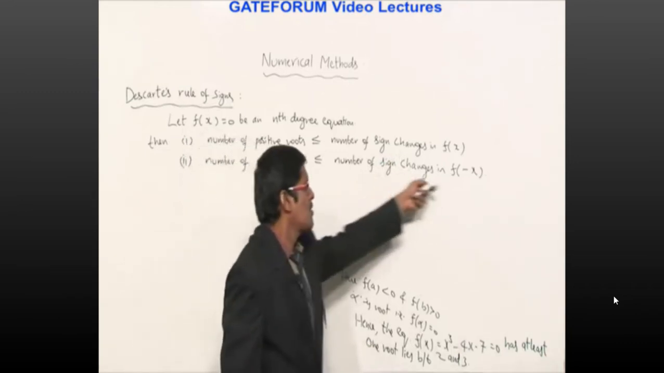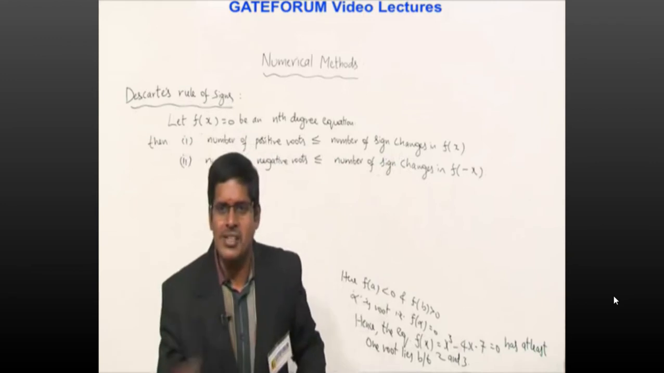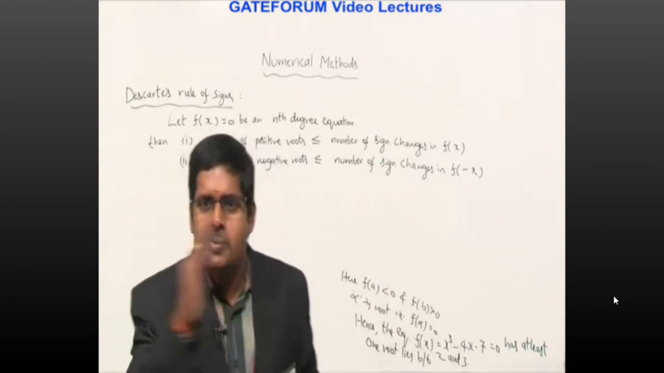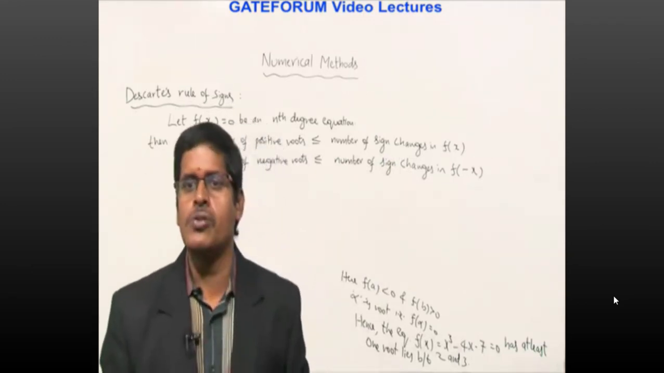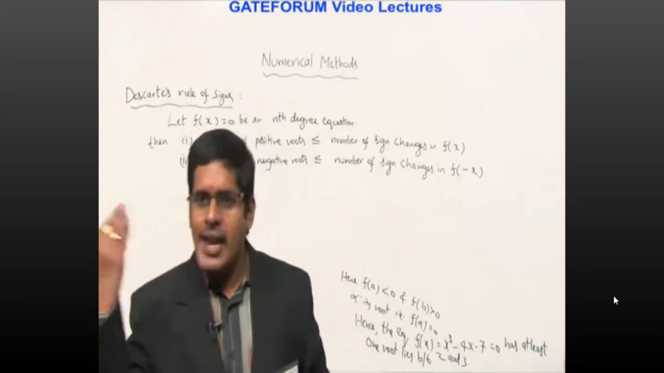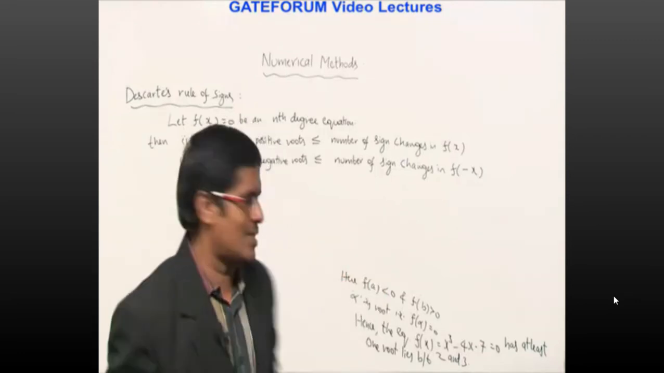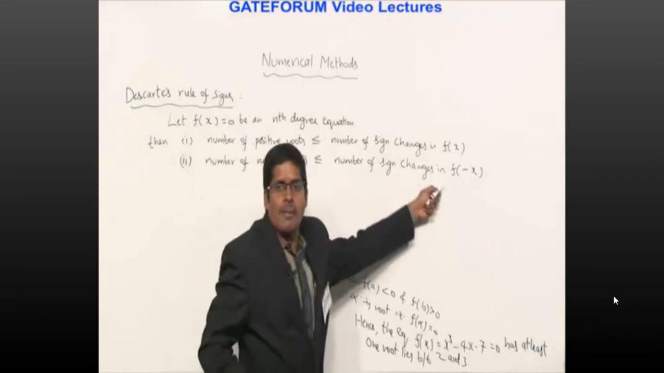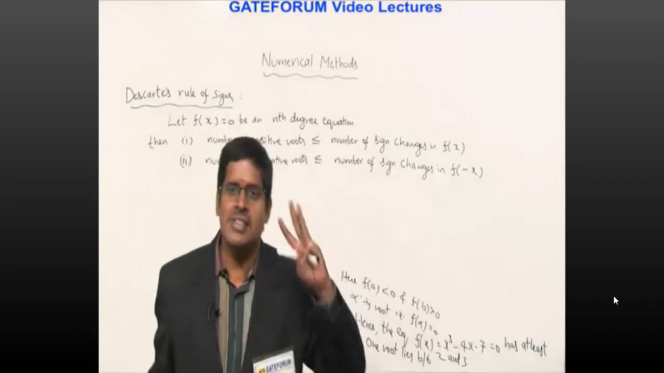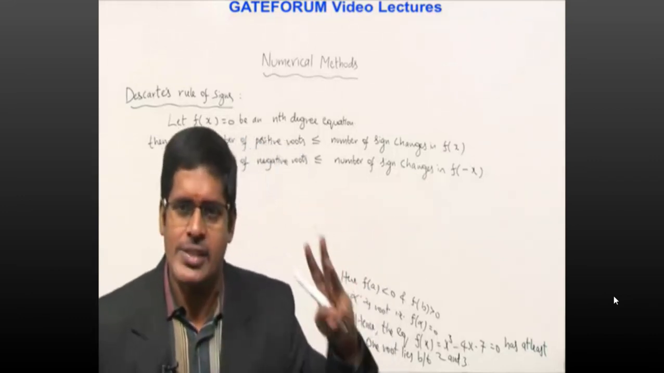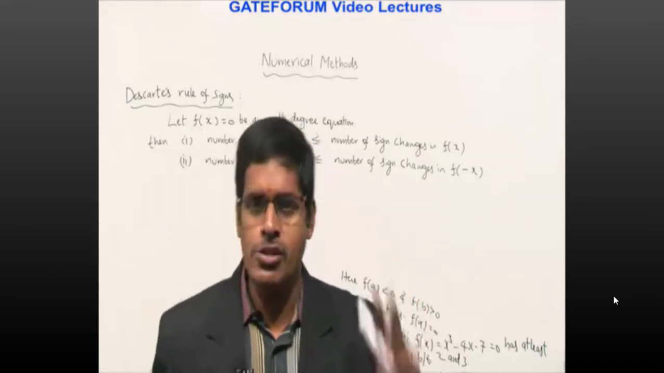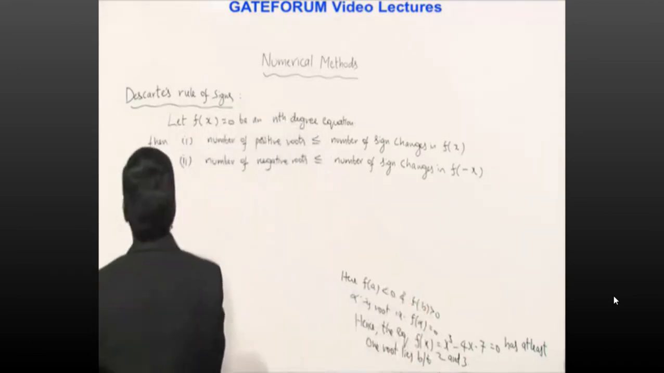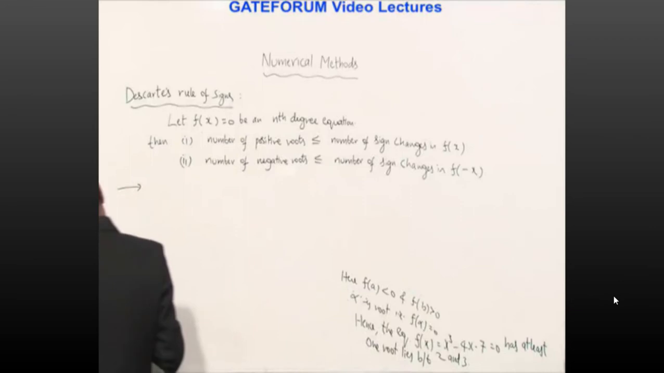Similarly, next step, find f of minus x. That means replace x by minus x and observe the symbols from first term to last term. Write those symbols and find the number of sign changes. Suppose the number of sign changes in f of minus x is 3. Then the given equation f of x equal to 0 has maximum 3 negative roots. Okay. Next, there are some important points.